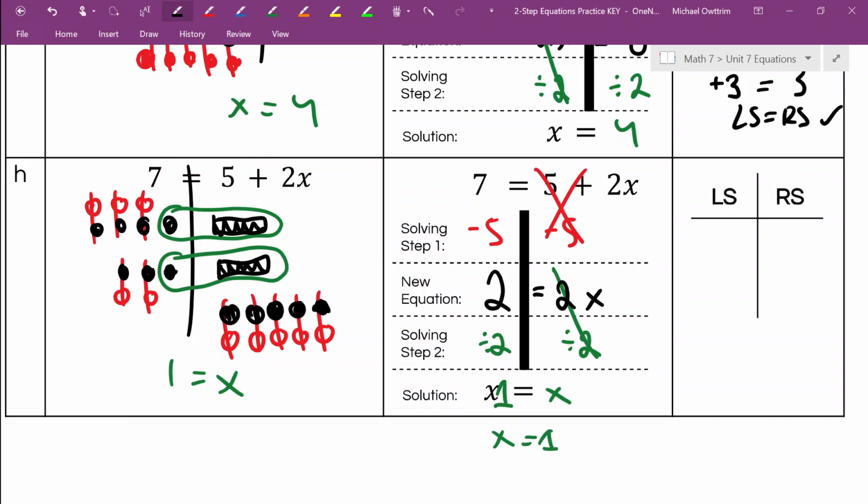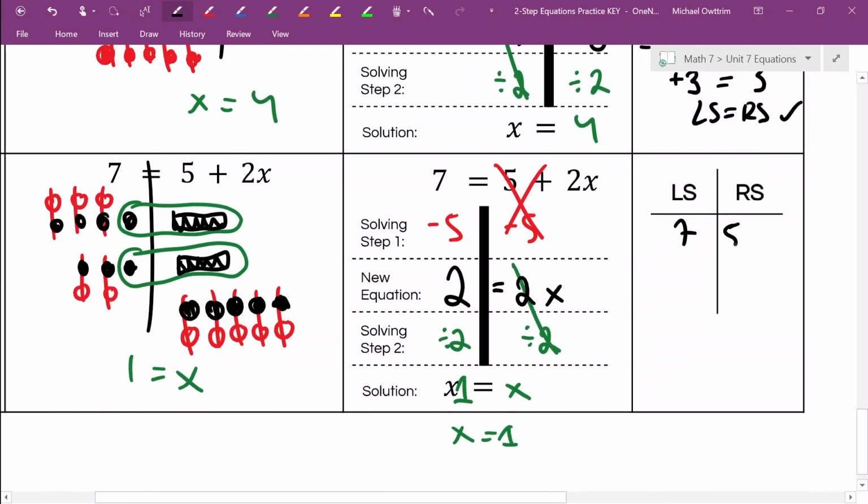In terms of our left side and right side verification, our original left side was 7, our original right side was 5 plus 2 times whatever x is. We think that x is 1, 2 times 1 is 2, and 2 plus 5 is 7. Since the left side was 7, the left side does equal the right side, and our solution is verified.